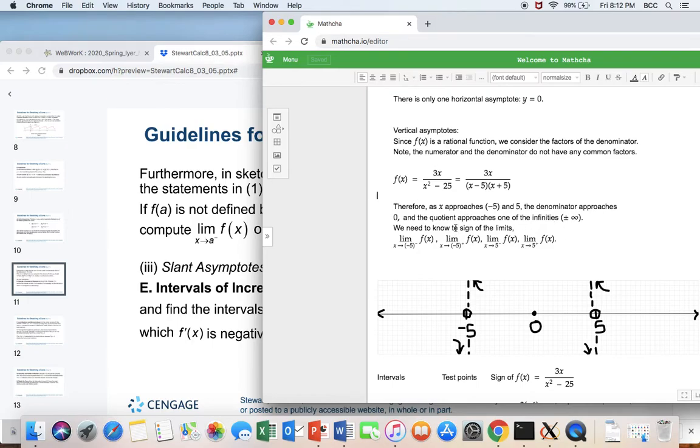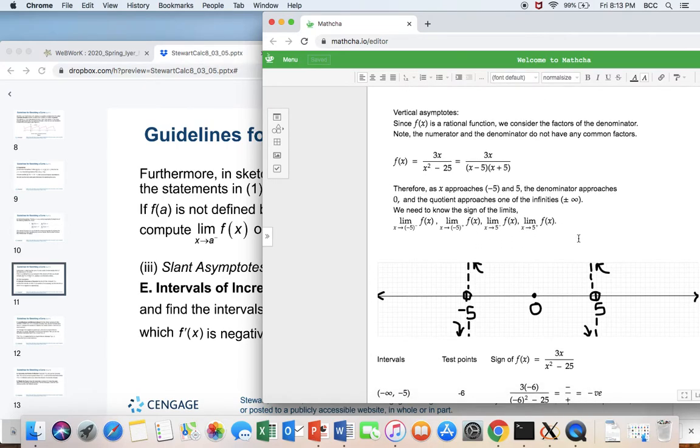We need to know the sign of the limits. Am I going to get a positive infinity or negative infinity? That is the question. We are going to get some kind of infinity as x approaches 5 from the right, from the left, and negative 5 from the right, from the left. So you need to find these limits. So how do we figure that out?